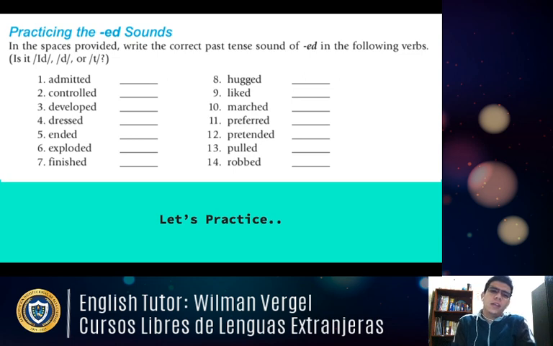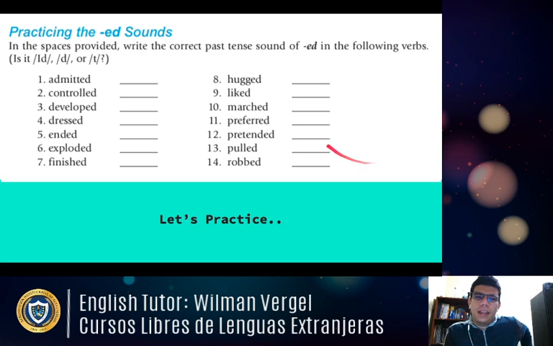Good. The second one is control. The last consonant sound is L, and the L sound is voiced. If you put your hands here and you say control, then you can feel that when you pronounce the L sound, it vibrates, which means that it's a voiced consonant. So we say controlled, d. We pronounce it with D.